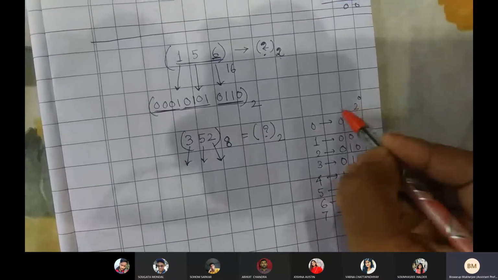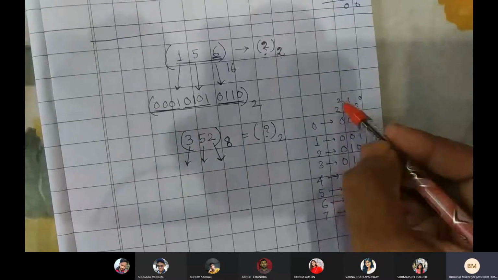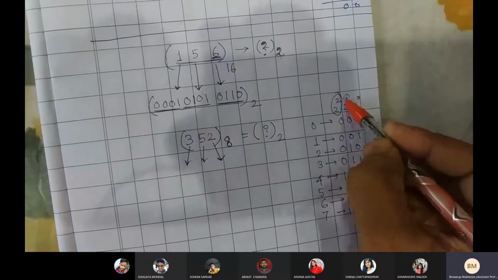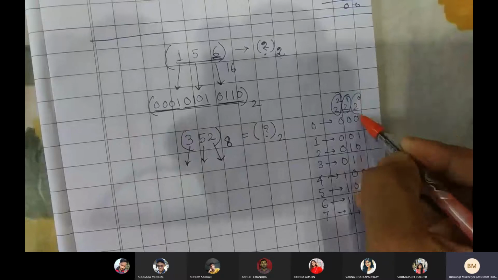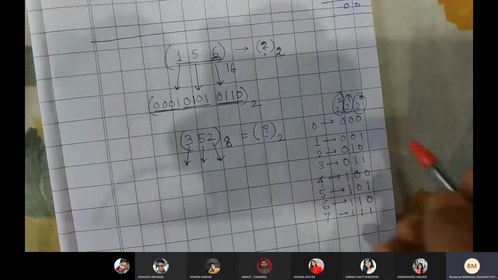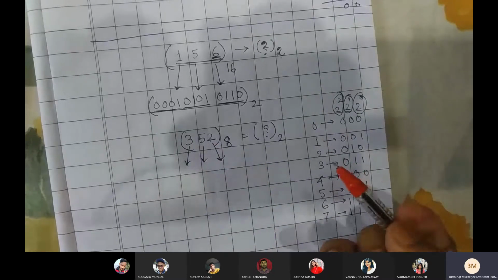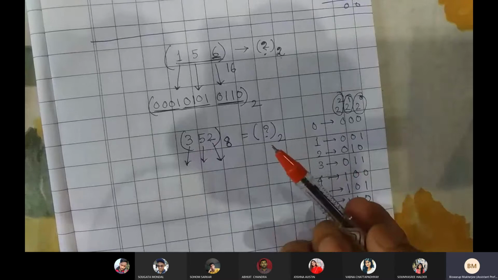How can I write this? Again the same thing, 2 to the power 0, 2 to the power 1, and 2 to the power 2, so that is 4, 2, 1. Okay. So keep it in mind that whenever it's an octal number, we have to convert each individual digit into a 3-bit binary number. And if it is hexadecimal, we have to convert it into a 4-bit binary number.